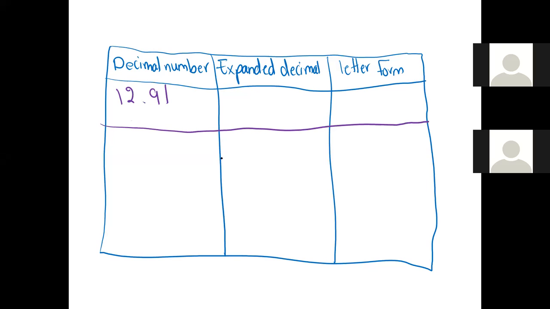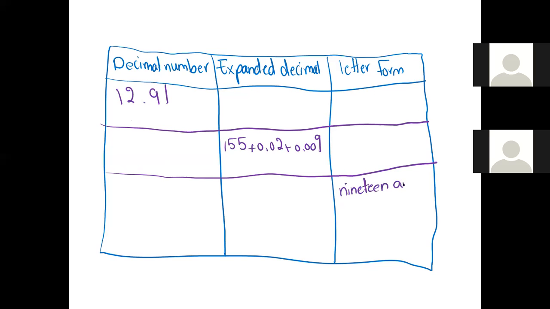The expanded decimal: 155 plus 0.02 plus 0.009. Letter form: 19 and 3,500. 3,501, 10,000. Yeah, let's start.